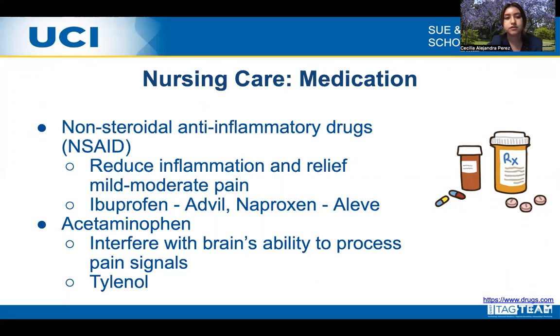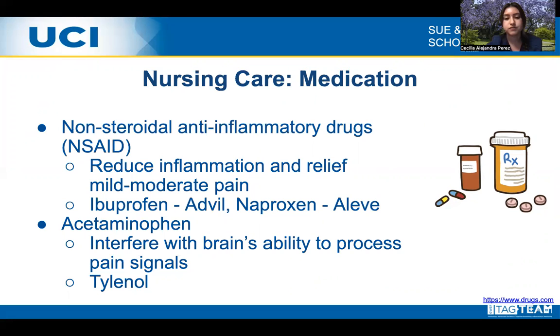So certain medications that people with arthritis are going to be on are nonsteroidal anti-inflammatory drugs and acetaminophen. Nonsteroidal anti-inflammatory drugs reduce inflammation and provide mild to moderate pain relief. Most commonly, you would see this type of medication as ibuprofen.